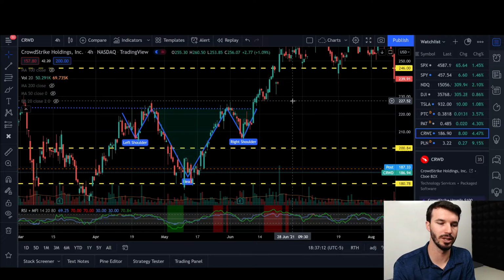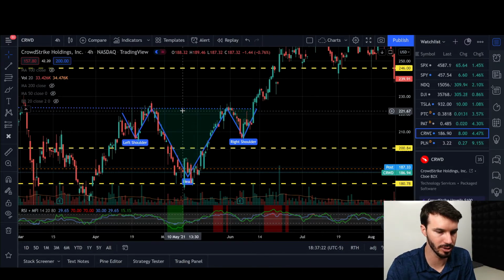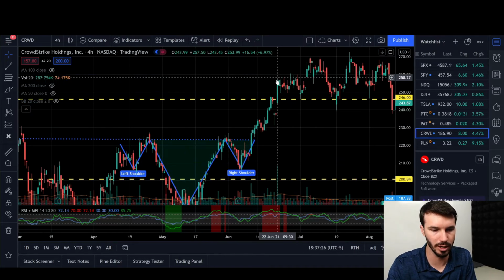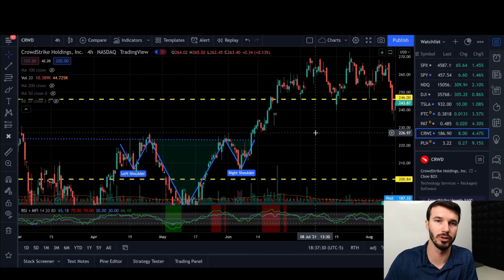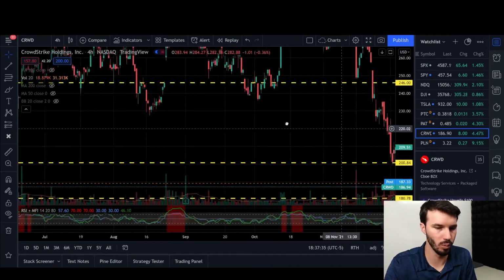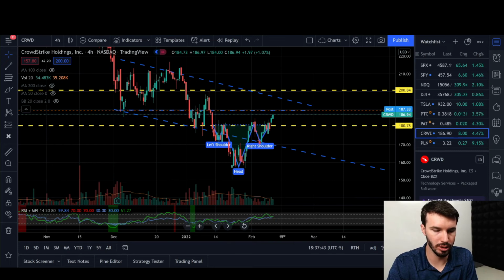Generally, the distance between the neckline down to where the head ends is usually the distance that the stock is implied to break out to the upside. So we have almost exactly that right here, this distance. If you do that same distance to the upside, that's right about where the stock broke to eventually. And the same thing can happen in reverse for a normal head and shoulders. So again, not a 100% indicator by any means, but it is a pretty good bullish sign for the stock.